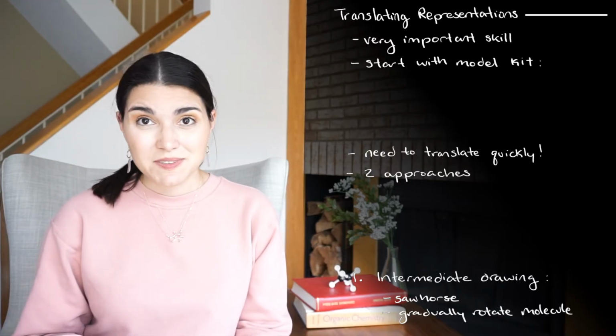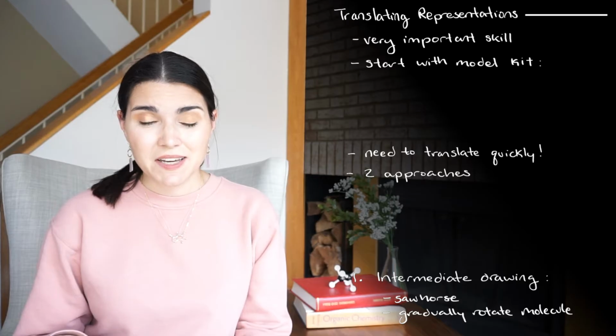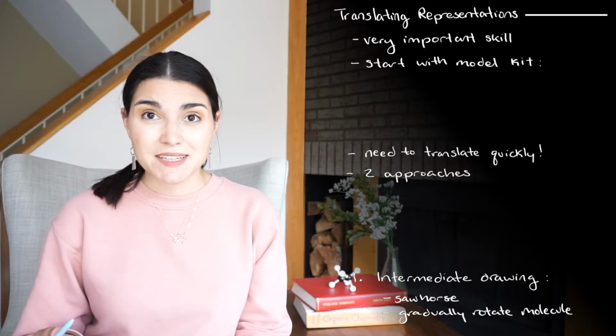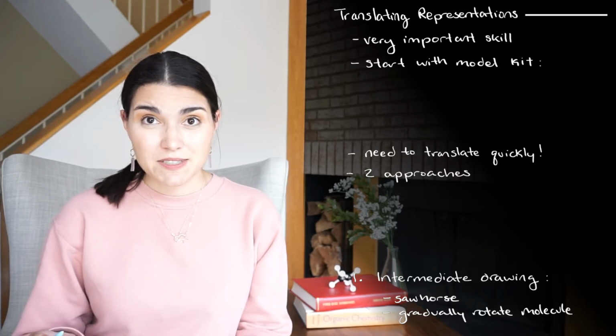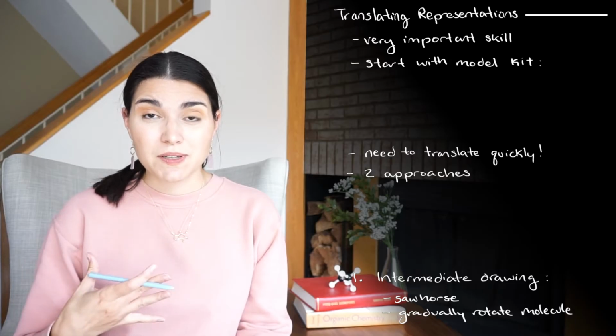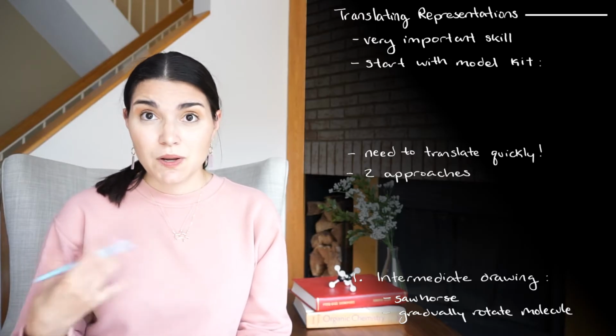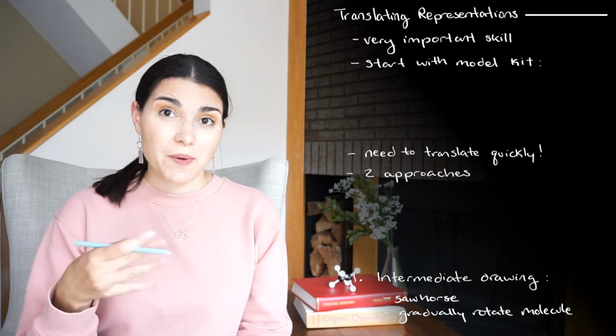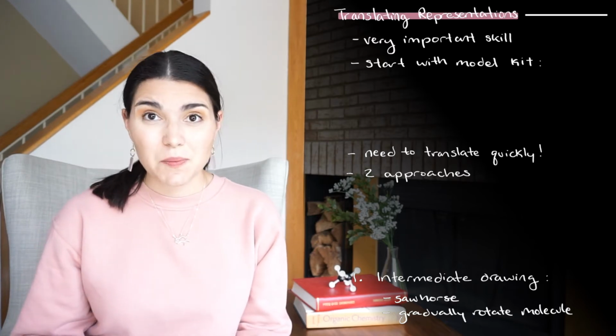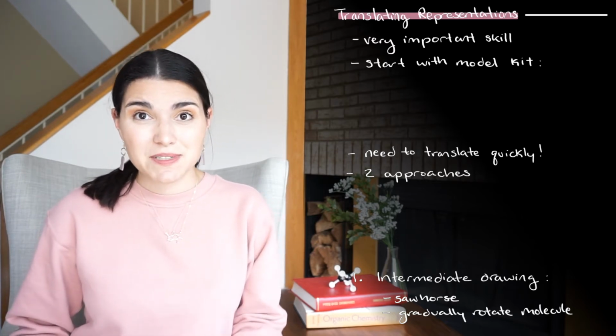A super important skill for any student of organic chemistry is to be able to translate between these representations. So to go from a molecule in a bond line drawing to a Newman projection, or the other way. So we're going to talk about a couple of ways to do this, but we're going to start by using a molecular model.